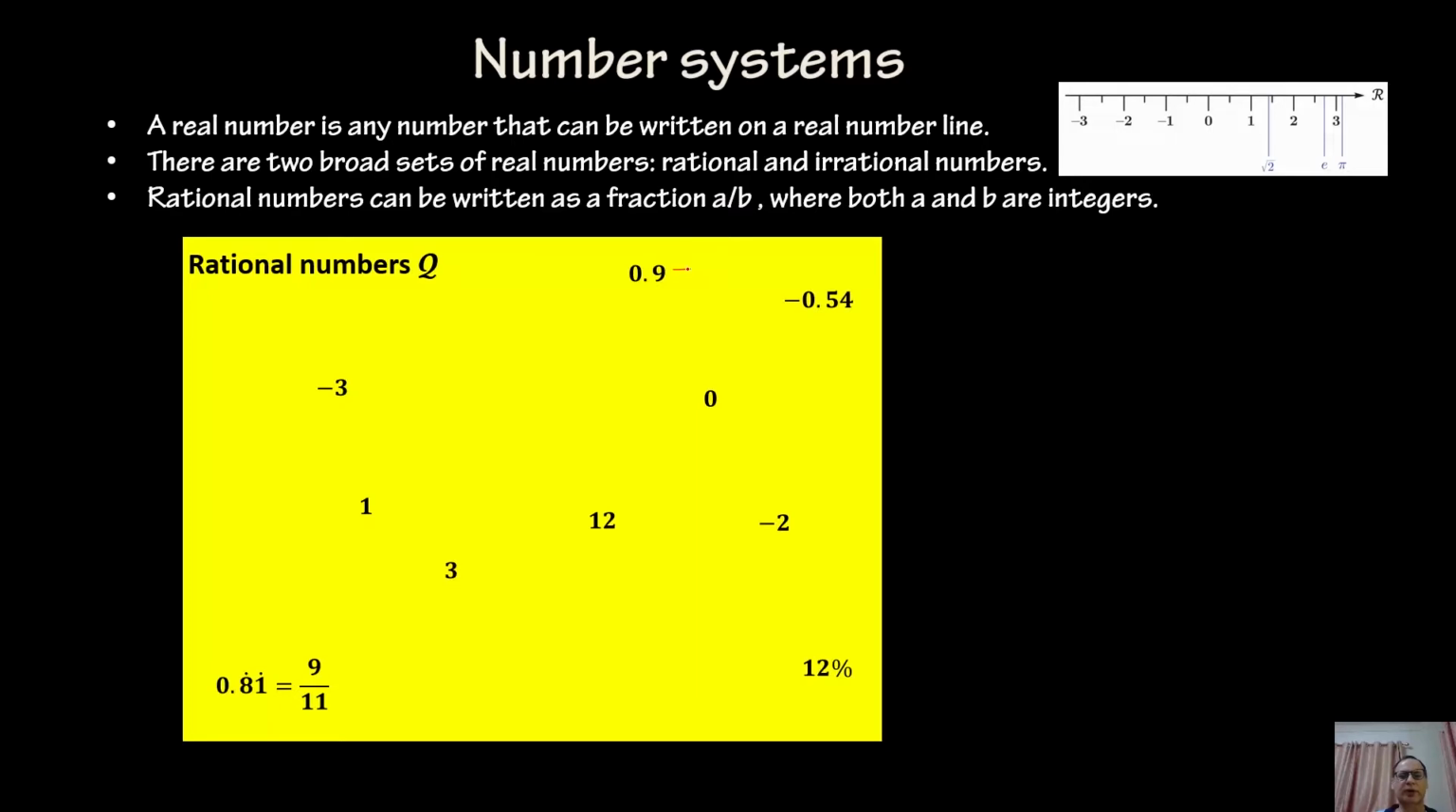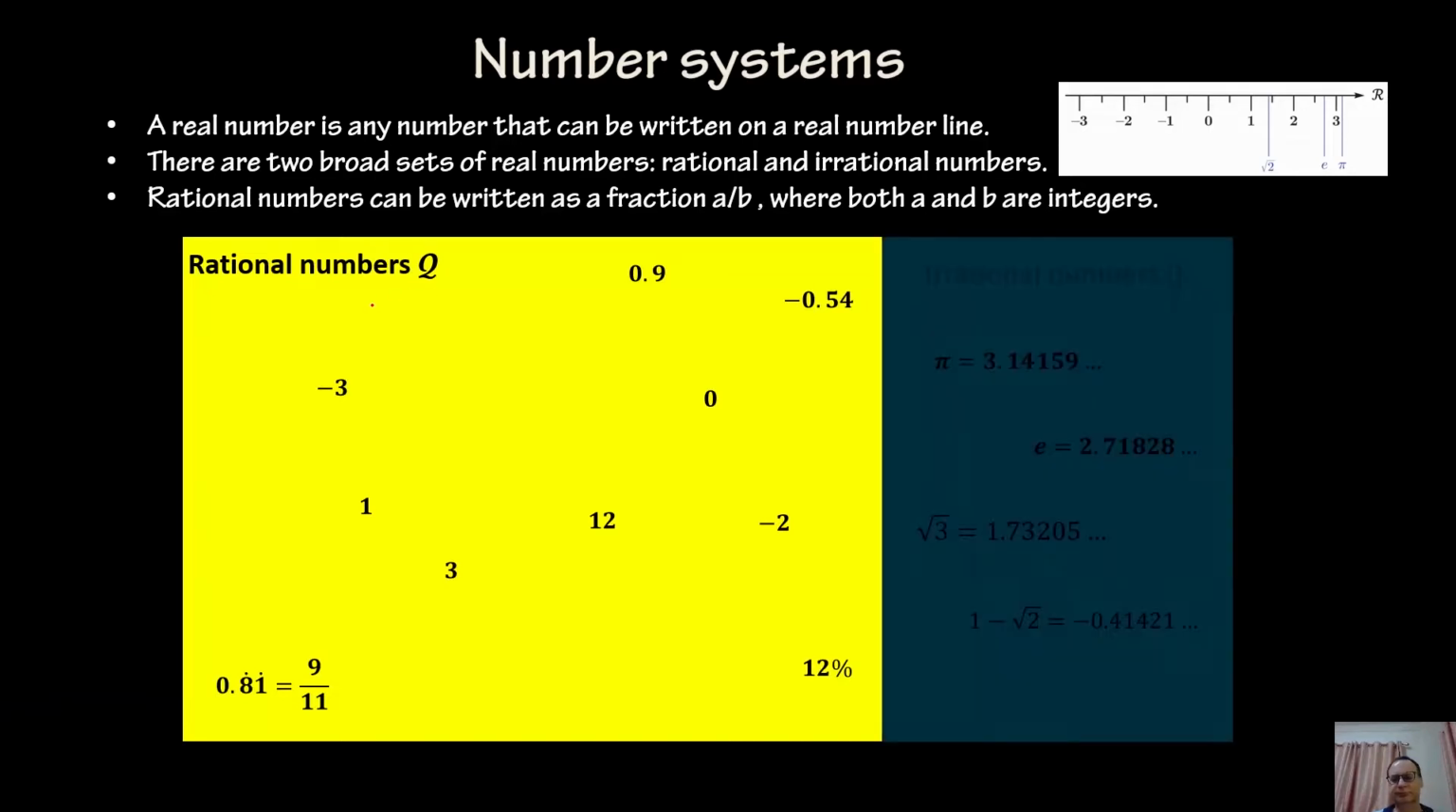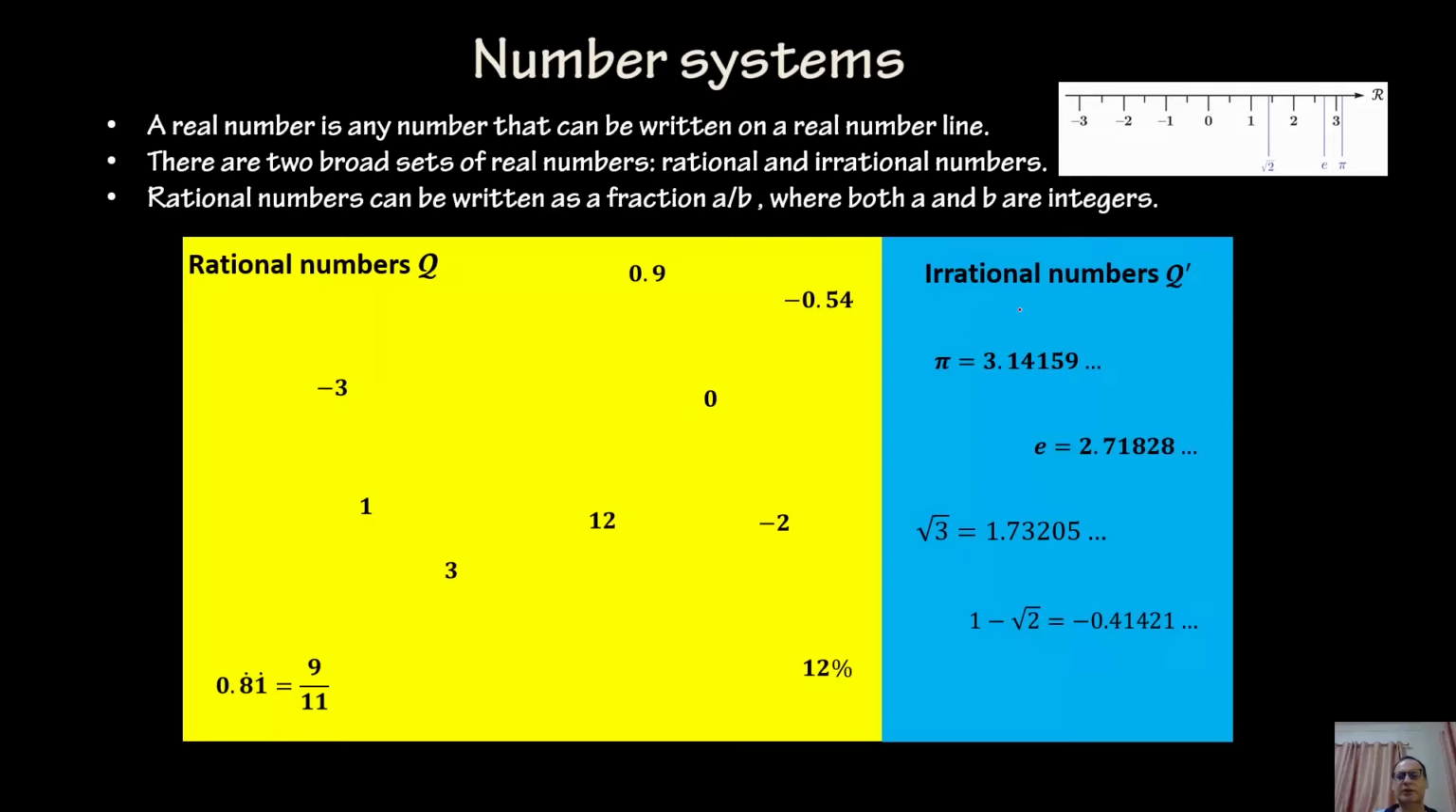For example, 0.9 could be written as 9 on 10. 3 could be written as 6 on 2. 12% is 12 on 100, for example. Let's erase that. So those are the rational numbers, and we use the symbol Q for rational numbers here.